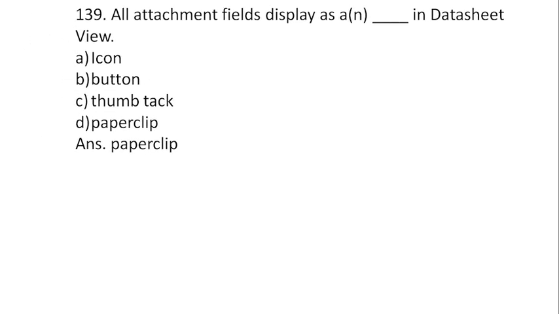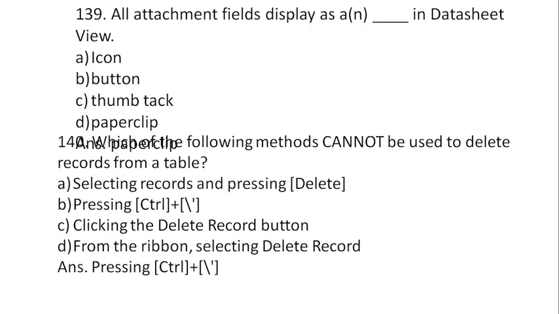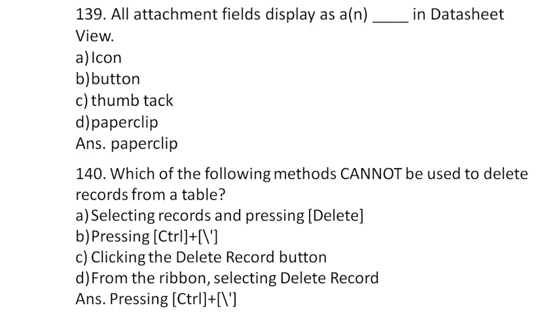Next, all attachment fields display as a dash in a datasheet view. The answer is paperclip. Next, which of the following methods cannot be used to delete records from a table? The answer is pressing Ctrl plus backslash, that is option B.